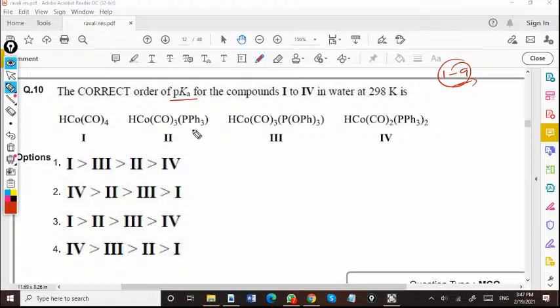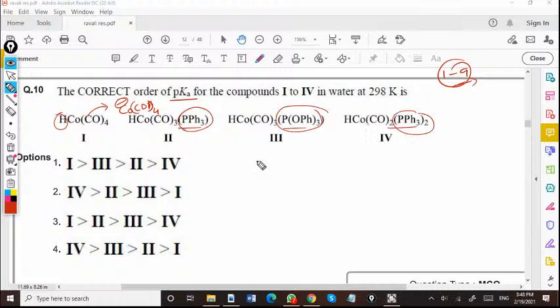So it is about the pKa of the carbonyls. The cobalt carbonyl hydrides can liberate the proton, so they can act as acids, as the anion that is going to form will be stabilized. Here a series of carbonyls of cobalt is given where the ligands got replaced with different kinds.